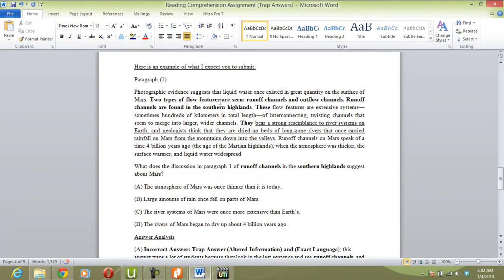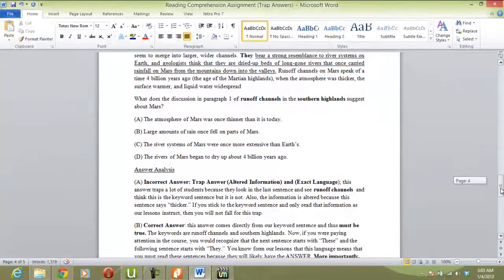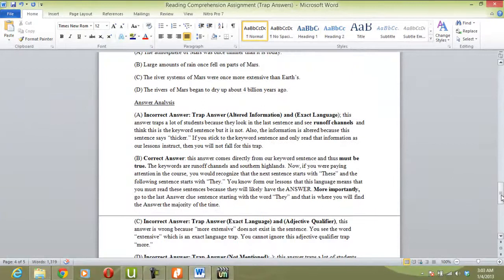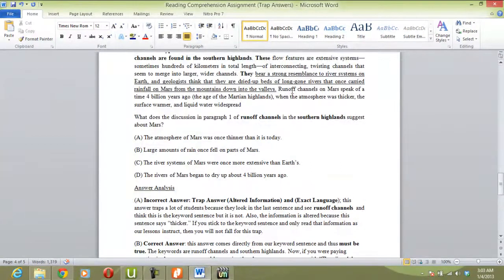We know this because we know to find our keyword sentence and to know when to read the other sentences. Once we do that, we can do the answer analysis. A is incorrect because it's a trap answer with altered information and exact language. You see the word runoff in the last sentence, but we don't see Southern Highlands, so that's actually the wrong keyword sentence. Also, it has altered information. This answer choice says thinner, here it says thicker, and you should be able to spot those kinds of trap answers.